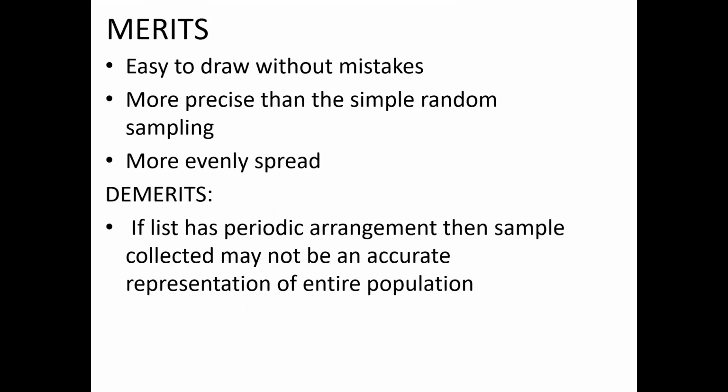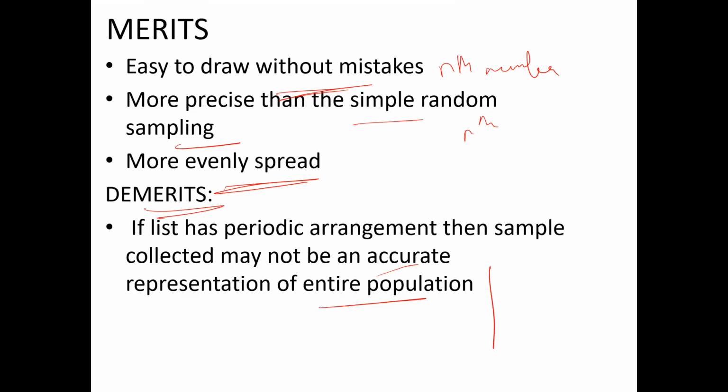The major merits and demerits for this type: no mistakes can be obtained now because it's an nth number, so no mistakes can be obtained. More precise than simple random sampling. Yeah, at least here you select an nth number, but there it's not precise, but here it is more precise because it comes as an nth number. More evenly spread. Yeah, obviously. The demerit is if the list has a periodic arrangement, then the sample collected may not be accurate.